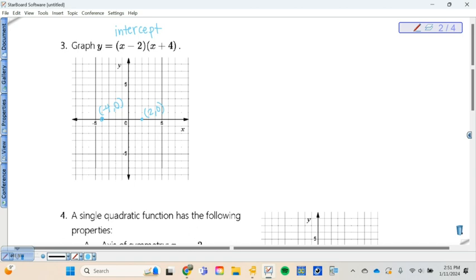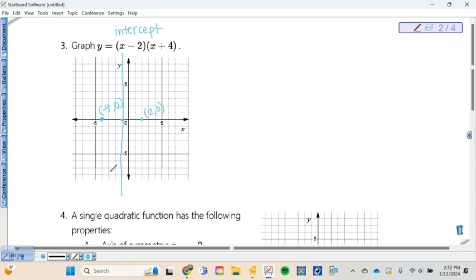Okay. Can I tell what my vertex is from this form? You can? It's right in the middle. Good. So what's right in the middle between -4 and 2? Yeah, -1. So that's going to be my axis of symmetry. But how do I know where my vertex is? Yeah, it should be down 9.